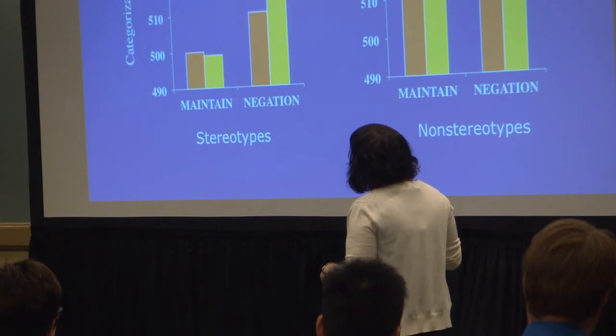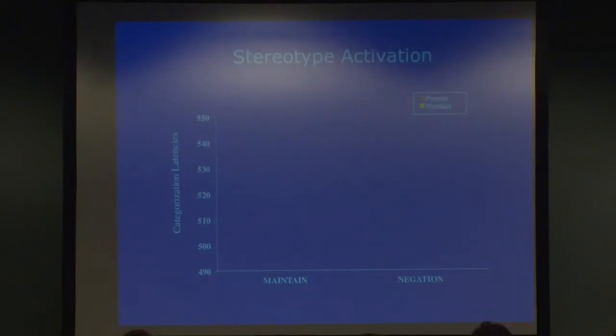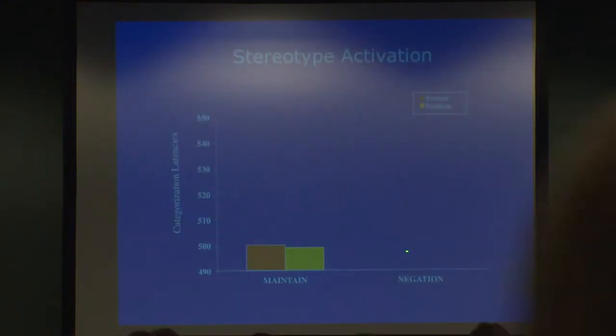We found a significant three-way interaction, and let me break that down for you. When you look at stereotypes first, participants who were trained to maintain stereotypes did not demonstrate any difference between their pre- and post-stereotype activation effects. They were always very quick, those associations. However, participants who were trained to negate stereotypes were initially very fast at stereotype activations. The traits facilitated the category activation.